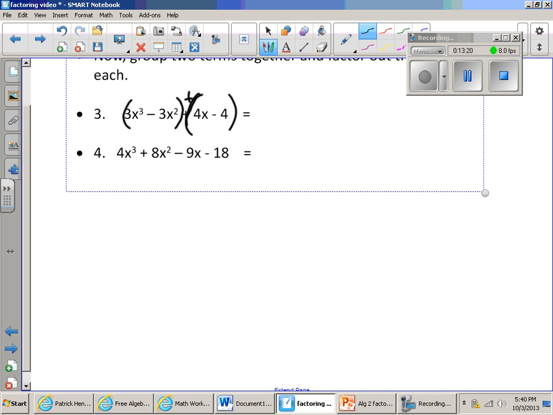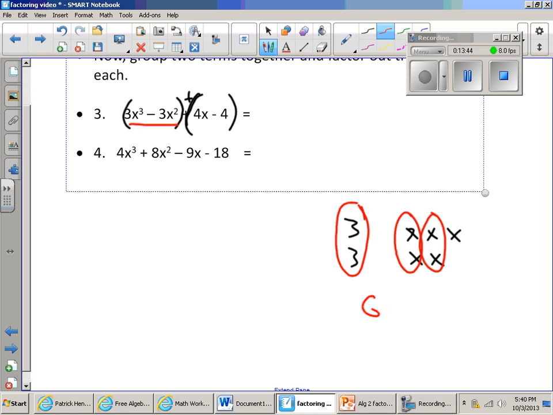So now I'm going to find the GCF of those 2 terms. How am I going to do that? Well, let's make our prime factorization again. 3 is prime, so 3, x, x, x. And the second one, 3 and 2x. What's in common in both? My GCF is 3x squared. Okay, that goes where? Outside, 3x squared.